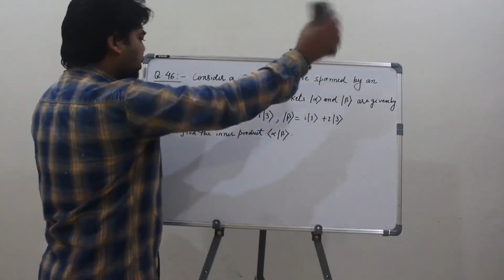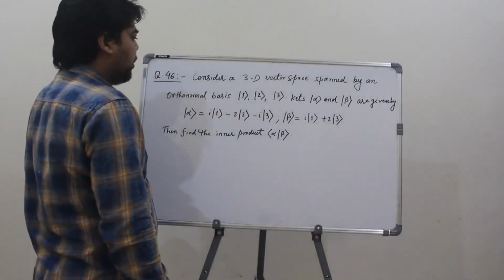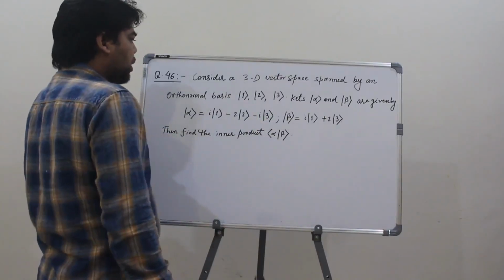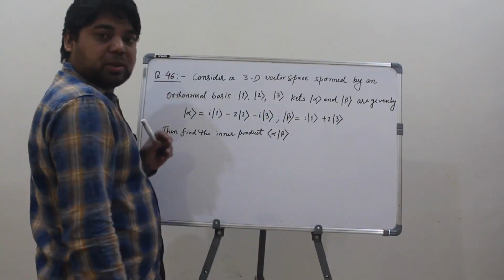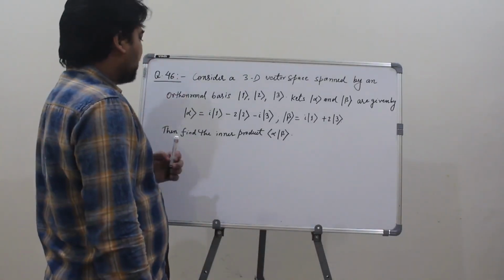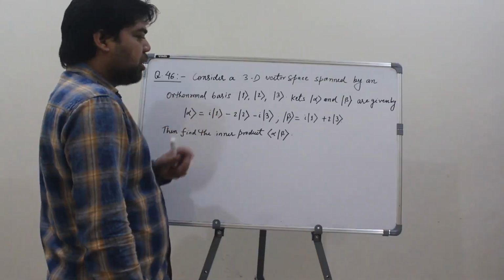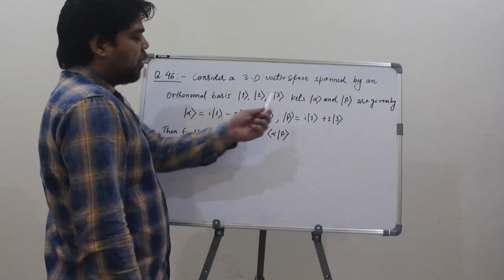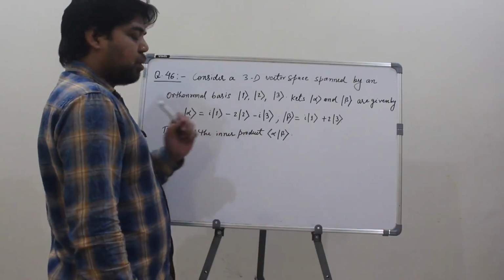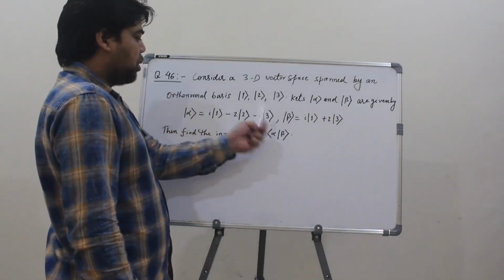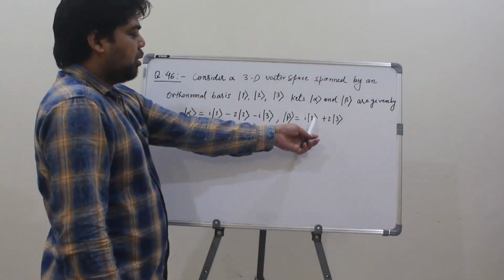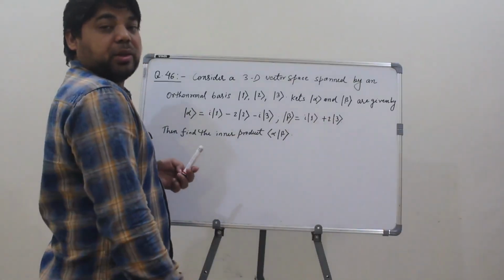Hey all, so today we are going to discuss some more problems in quantum mechanics based on vector space. So let us talk about problem number 46 in this series, which says: consider a 3D vector space spanned by an orthonormal basis |1>, |2> and |3>, and kets alpha and beta are given by alpha equals i|1> minus 2|2> minus i|3>, and similarly beta is i|1> plus 2|3>, right?